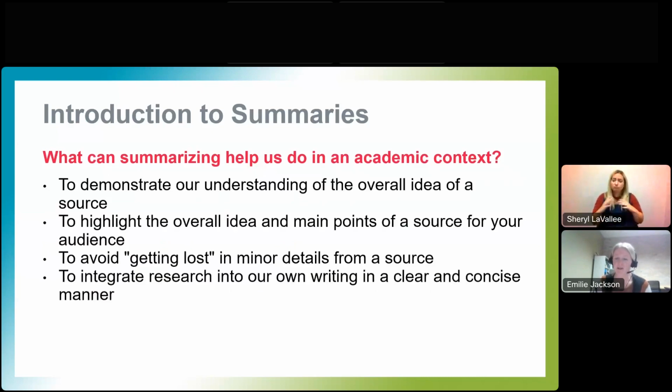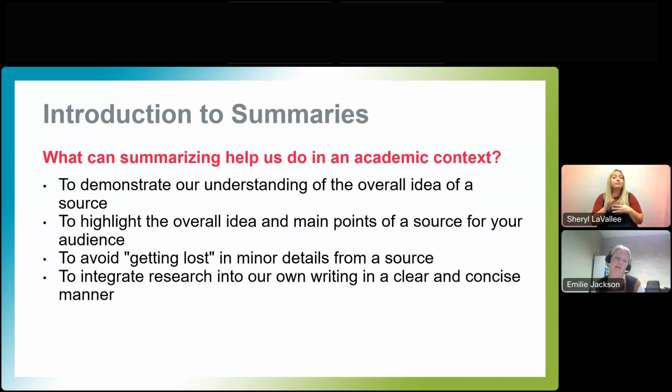Summarizing can help us do a lot of things. It can help us to demonstrate our understanding of the overall idea of a source. Maybe your instructor has asked you to summarize an academic article. They've asked you to do some reading and then provide a summary, maybe in oral or written form. Well, if you are able to summarize this complex, larger source of information, that absolutely will demonstrate your understanding of the key ideas or the purpose or the point of that source.